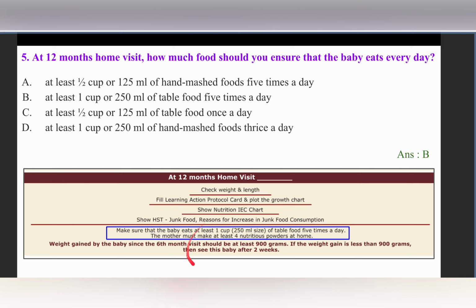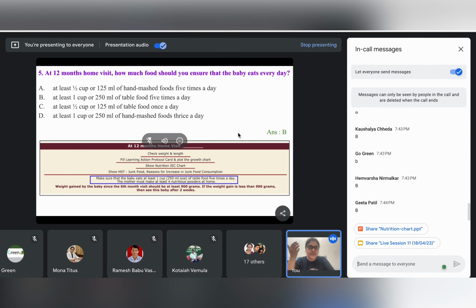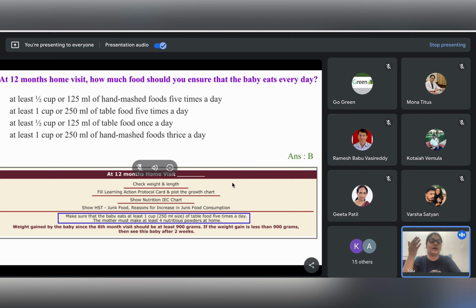So here is one more important thing that you should remember: from the 6th month visit to the 12th month visit, it is very important that there is a minimum weight gain of at least 900 grams, right? So please remember, again I'm emphasizing the amount of food, the consistency of the food, and the frequency of the food which is being given, and based on that, also the weight gain that is being noticed from the 6th month visit. And why are we saying from the 6th month visit? Because the 6th month is an important milestone from the completion of which we start the complementary feeding.